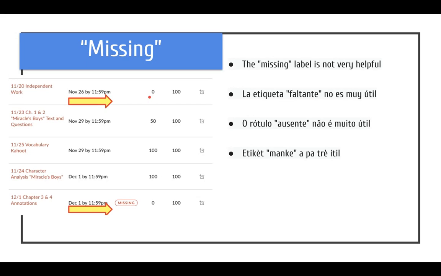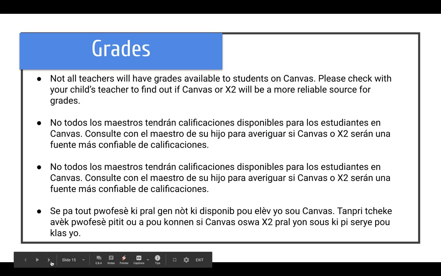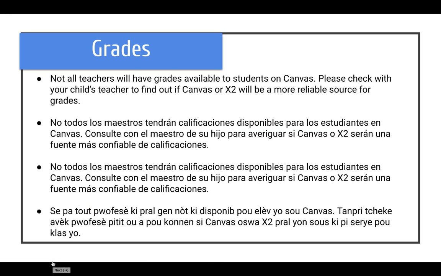My recommendation to parents is to look for 0s or low grades. Don't just look for work that is marked missing. It's important to know that not all teachers will have grades available to students on Canvas. You should check with your child's teacher to find out if Canvas or X2 will be a more reliable source for grades.